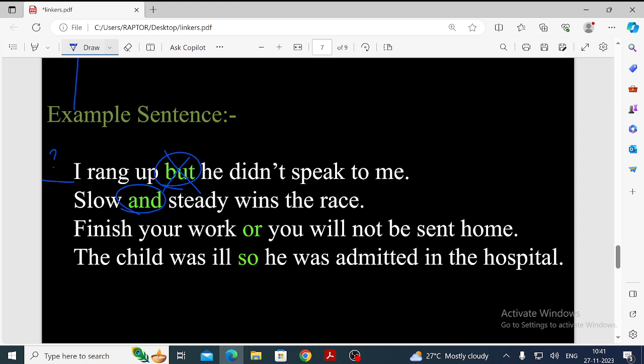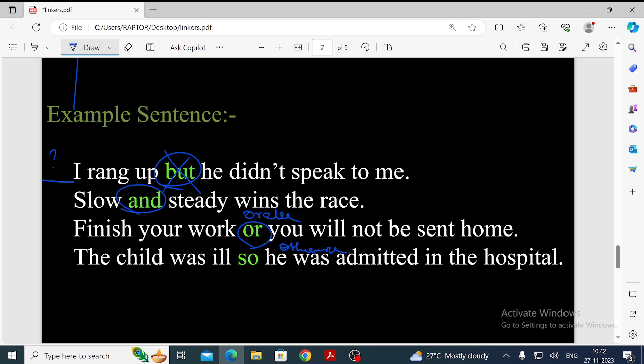And then here we have a negative condition. What is it? Or, otherwise, or else. Okay, all the options are the same; or also will be right. Finish your work, or you will not be sent home. Finish your work, or else you will not be sent home. Finish your work, otherwise you will not be sent home.